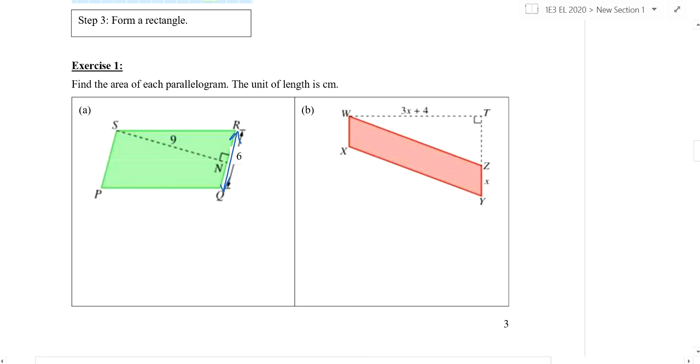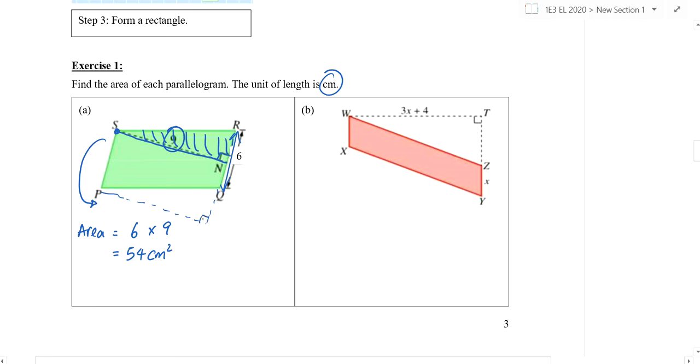If RQ is the base, then the perpendicular height from the opposite corner, we drop a perpendicular line down, and we do know that this is 9 centimeters. So it is reasonable for us to use RQ as the base. Area equals the base, which is 6 centimeters, times the perpendicular height, 9. 54, and since the length is in centimeters, units will be square centimeters. You can go ahead and cut out this triangle, place it over here, and you obtain a rectangle, where this length is also 6, and this length is 9.